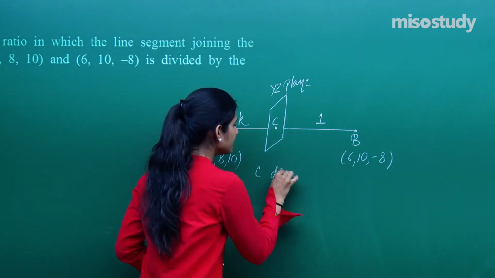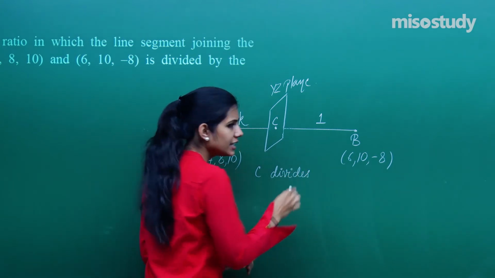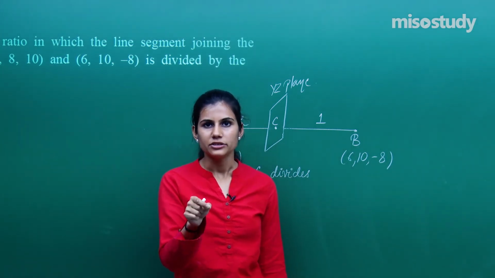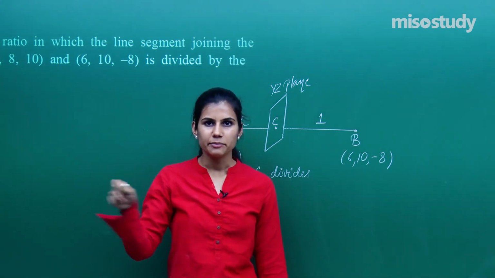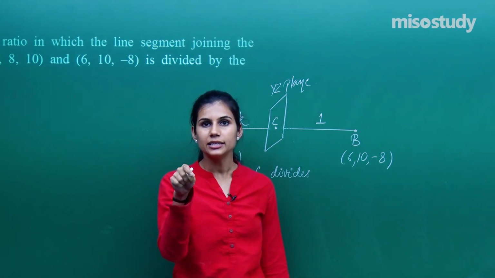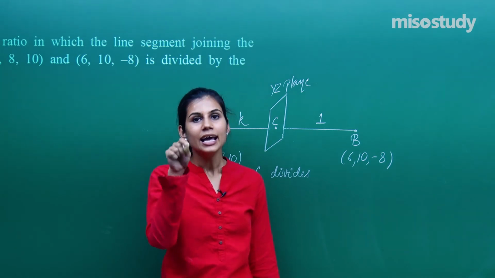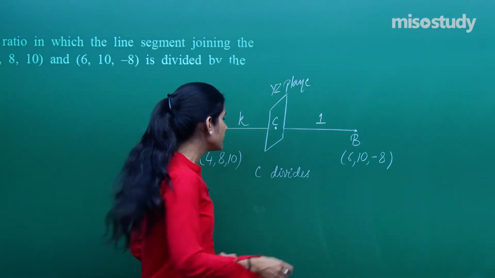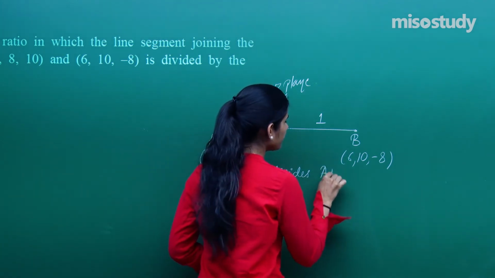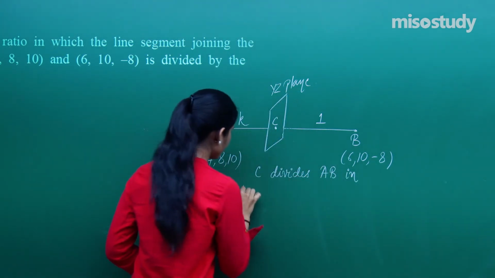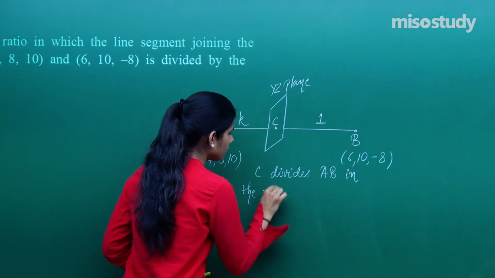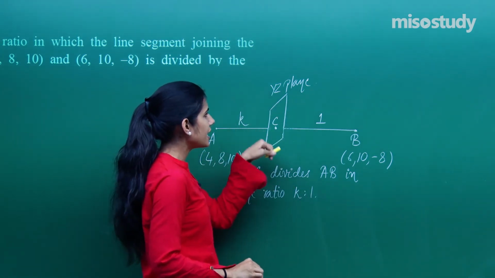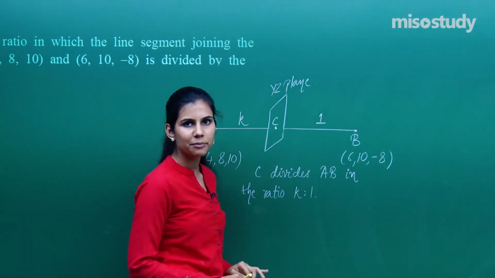Obviously if the plane is dividing a line segment, it is dividing with the help of a point. When the plane divides a line segment, it is a point which comes into picture as the intersection between plane and the line segment, and with the help of that point, that line segment gets divided in the ratio k is to 1. So this C point divides AB in the ratio k is to 1. And the C point is lying in the YZ plane as well as in the segment AB.